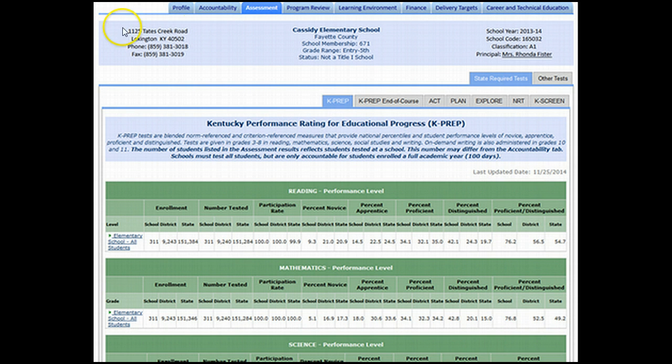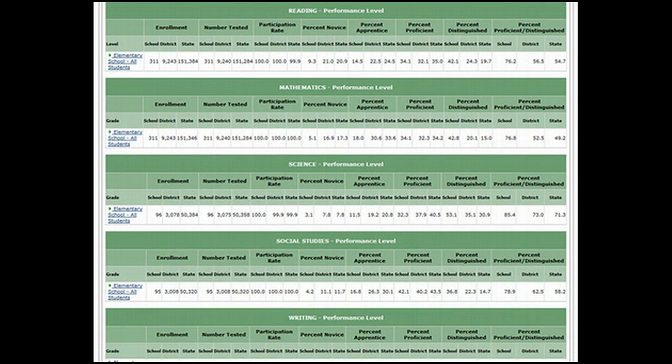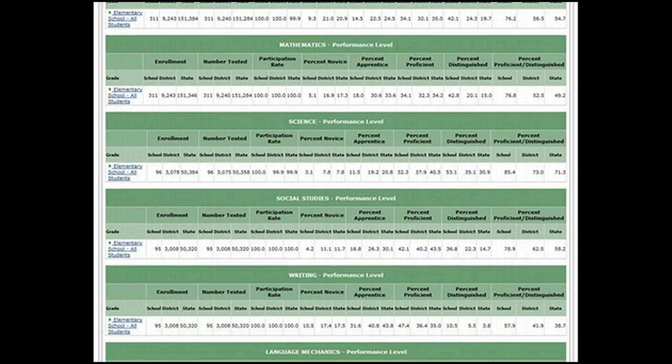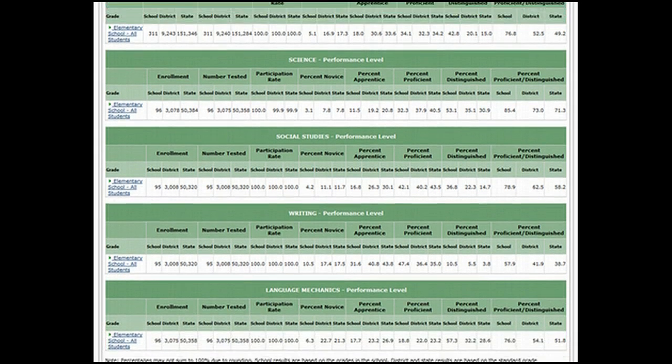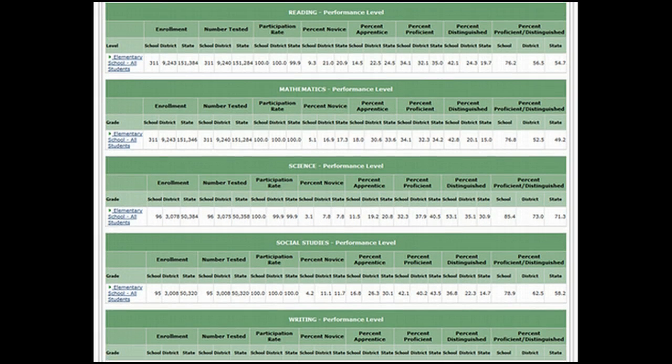Now when we click on the assessment tab, it brings us to this page that shows the performance rating for the school on the K-Prep test. That's the name of the state test that all the schools take. And you can see that performance is broken down for reading, math, science, social studies, writing, and language mechanics down at the bottom. Let's just take a quick look at reading.